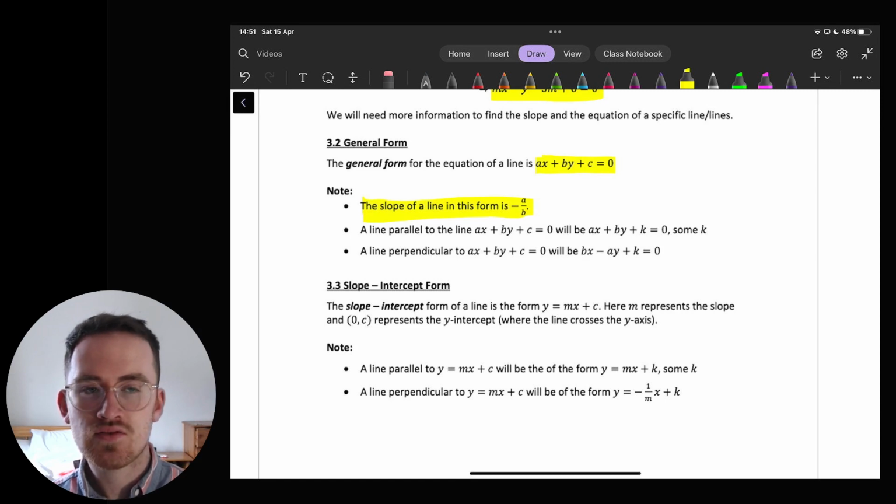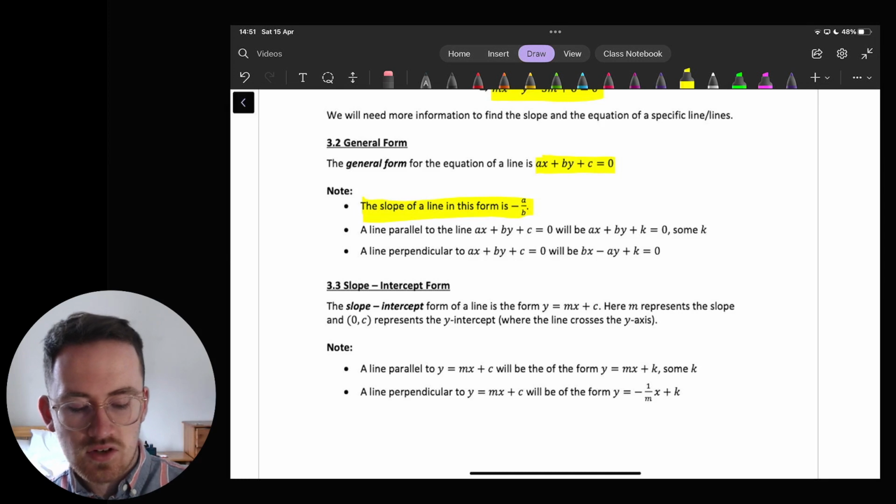So if your line is written in that form, ax plus by plus c is equal to 0, the slope will be minus a over b. It's always minus a over b. Even if a is a minus number, that will change your slope, but your slope is still minus a over b.